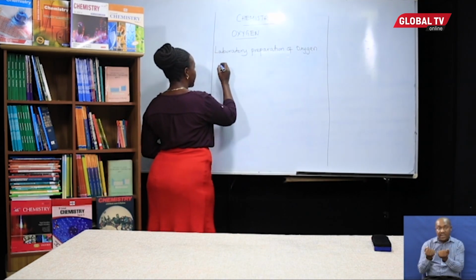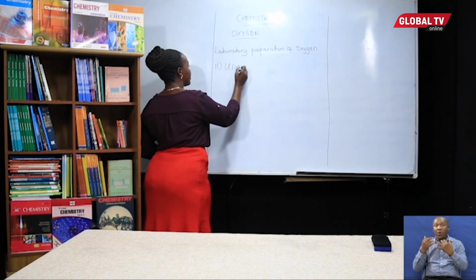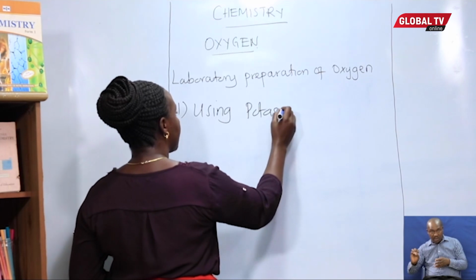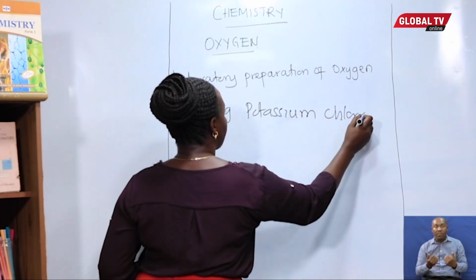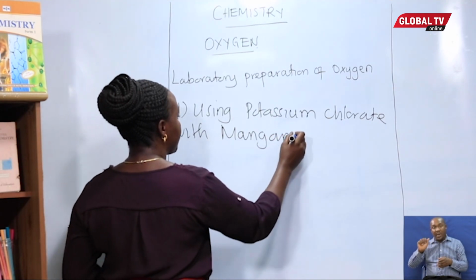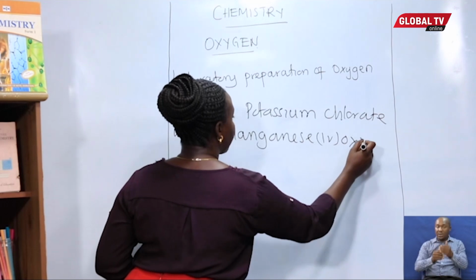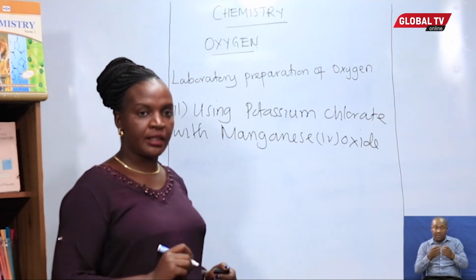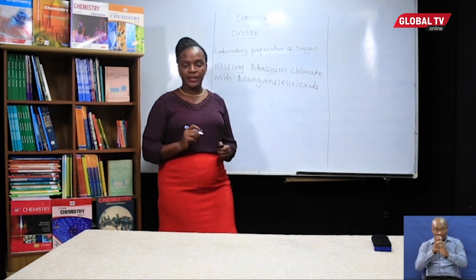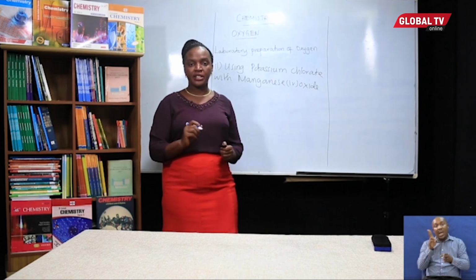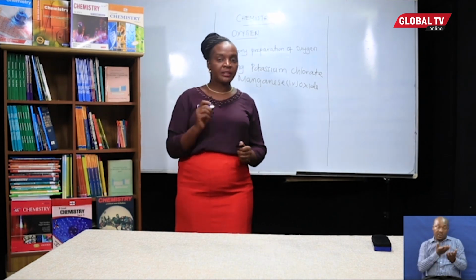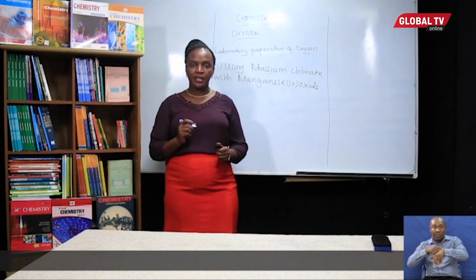So preparation of oxygen gas, number 2, using manganese 4 oxide and potassium chlorate. Remember, in the preparation of oxygen gas, there must be a catalyst. We talked about the definition of a catalyst. We said it is a chemical substance that will speed up the rate of the reaction, but at the end of the reaction, it will remain unchanged. So manganese 4 oxide is a catalyst that is used in the laboratory preparation of oxygen gas.